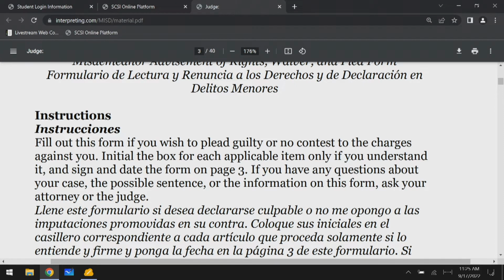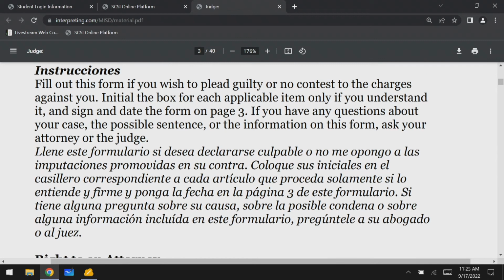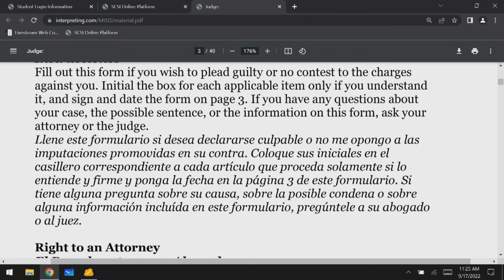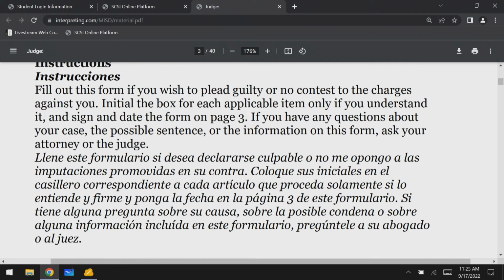If you don't know how to say that in Spanish, create a flashcard for that, and so on and so forth. So the first step here is for you to be able to identify those English words or expressions or sentences that you don't know and create flashcards. So you will read the English, say "fill out this form." Okay, I know that. "If you wish to plead guilty," what's plead guilty? Okay, so you create a flashcard with "plead guilty," and then you find the translation here, declararse culpable, or "no contest." What's no contest? No me opongo. So you create another flashcard.